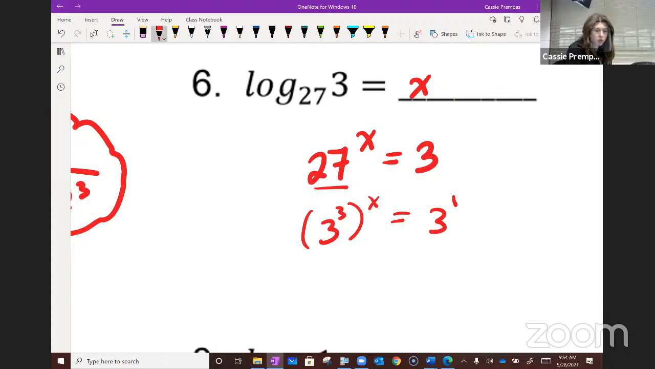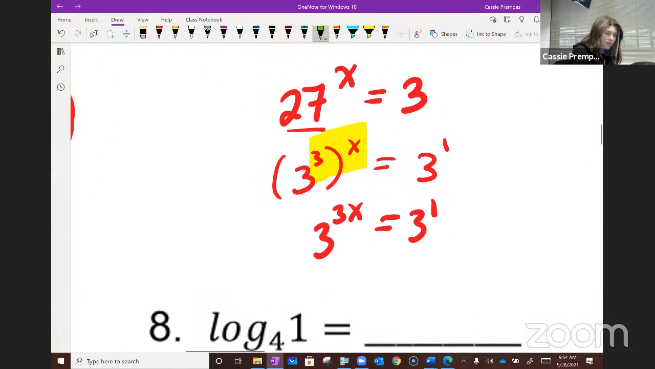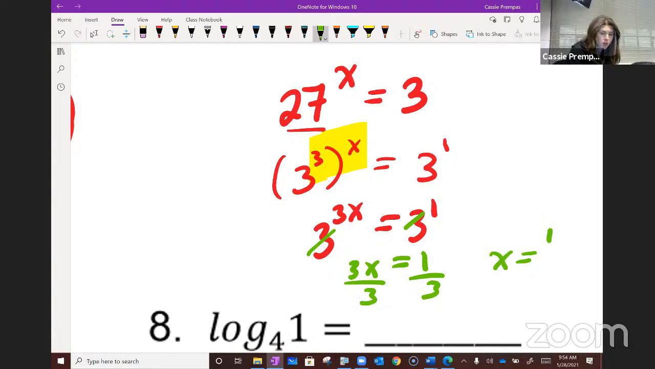When you raise an exponent to an exponent, do you multiply, add, or subtract? Multiply, good. So I could just call this 3 raised to the 3 times x is equal to 3 to the first. Now, once the bases are the same, the exponents are the same. So if you guys remember when we solved equations, essentially once the two numbers holding up the exponents are the same, you could take them away. And then we have 3x equals 1. And then we solve for x. So we would divide by 3. And I would get x is equal to 1/3.